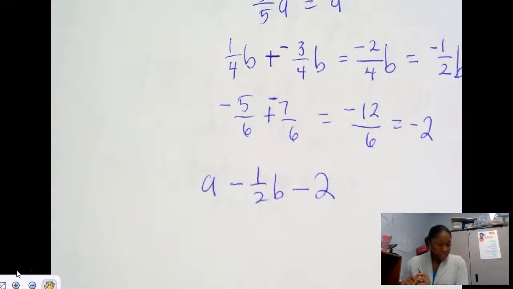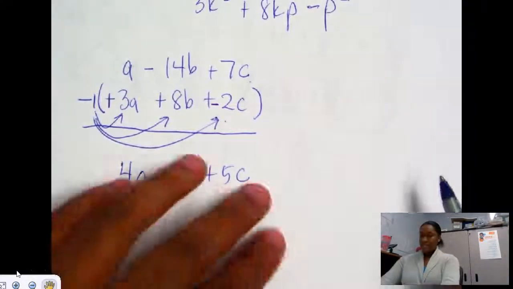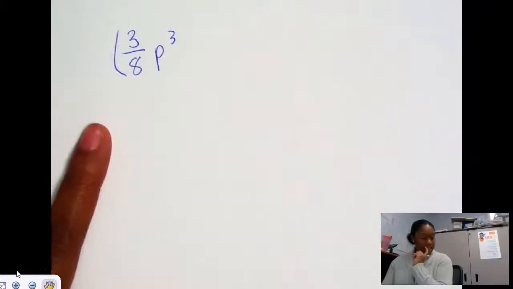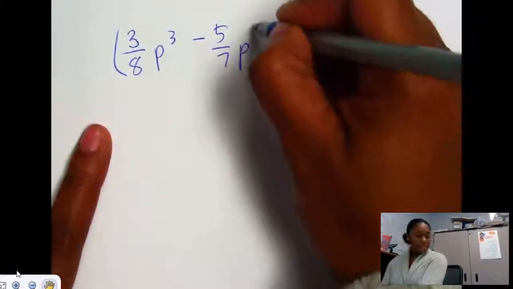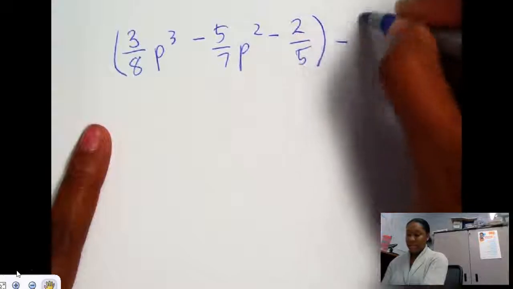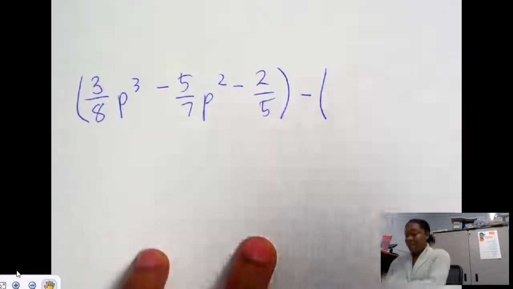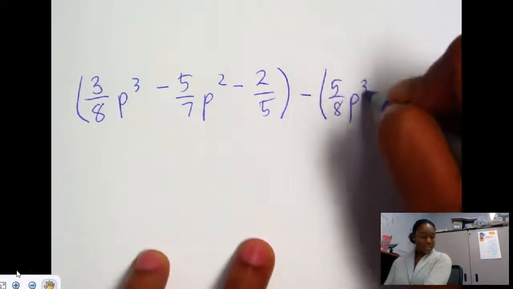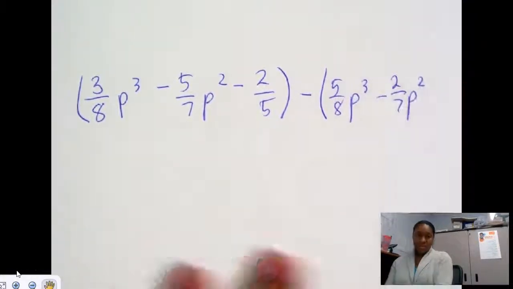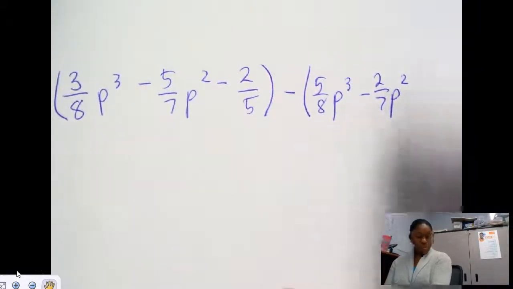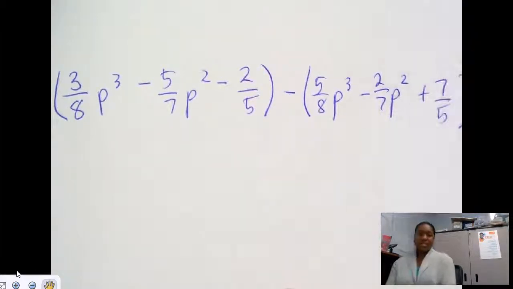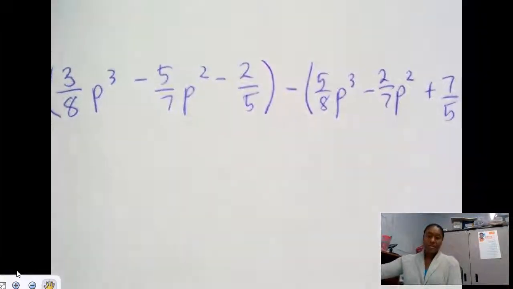Let me do two more very quickly that are subtraction with fractions. Sorry about this, I'm moving paper. Okay, so let me do one that is subtraction. Let me find, okay, number 66. So for number 66, it has 3/8 p to the third and a negative 5/7 p squared minus 2/5, minus, there's that negative, and then we have 5/8 p to the third, p squared. I'm running out of paper. I want to make sure I copy it down right. Okay, so for this one, let me zoom out so I get all of it.